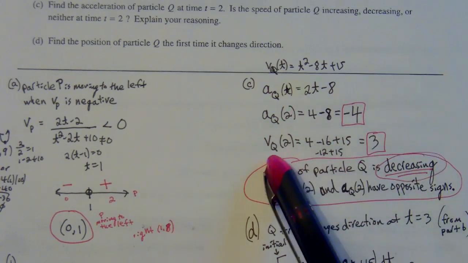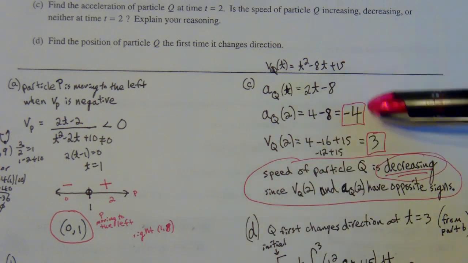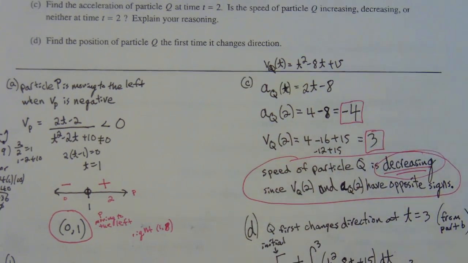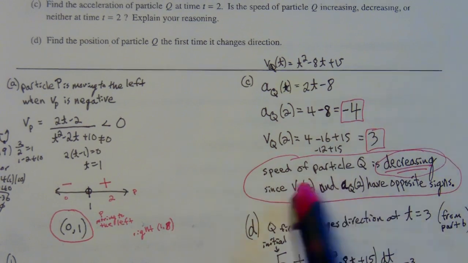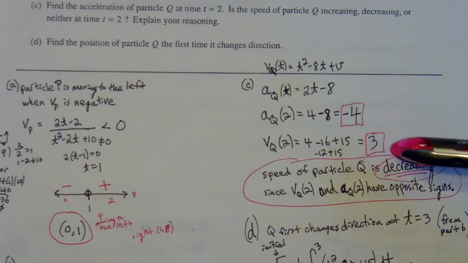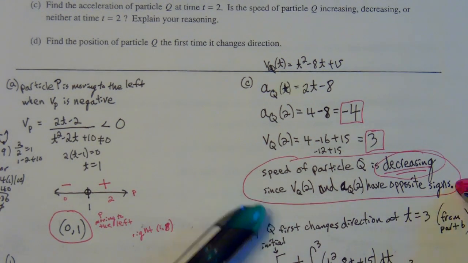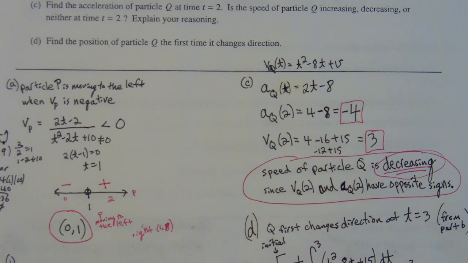So then I needed to figure out what the velocity was. So I took the 2, plugged into my velocity function that they gave us, got a 3, practice all that without the calculator. And then I said the speed of particle Q is decreasing since the velocity and acceleration have opposite signs. One was positive, one was negative right there. But that's your justification from your blue sheet that we keep seeing all over the place.